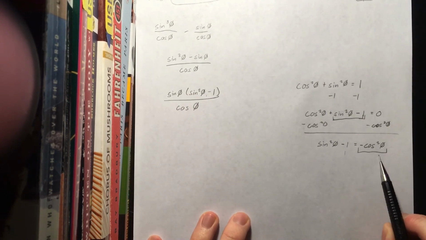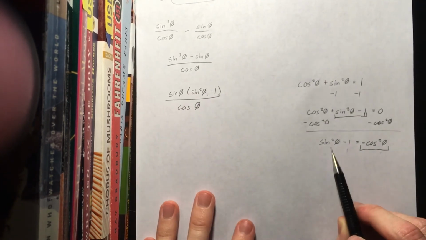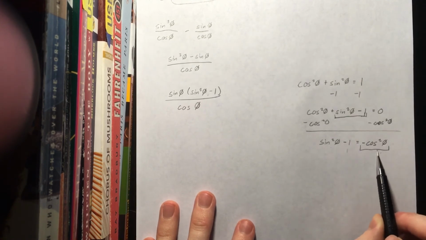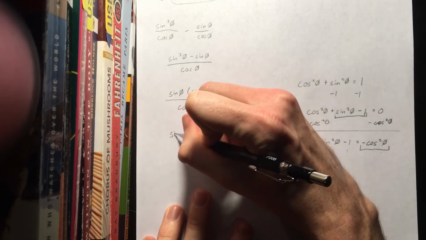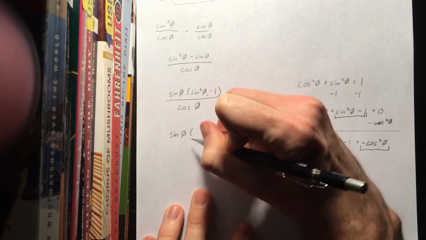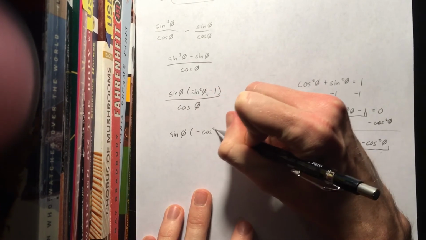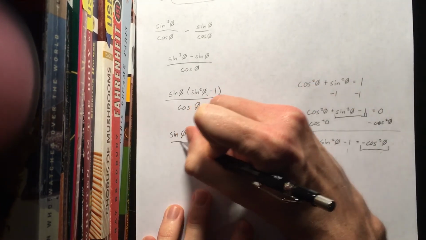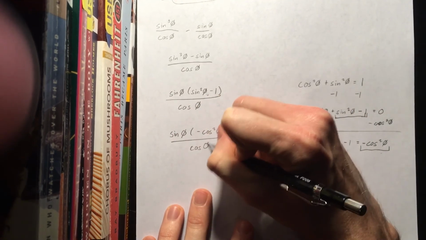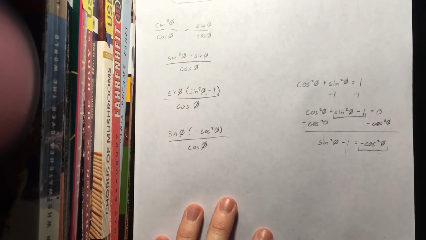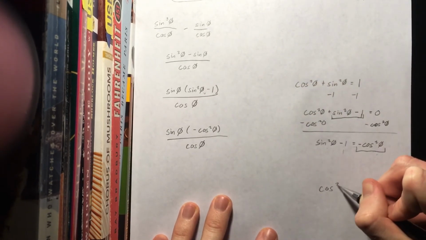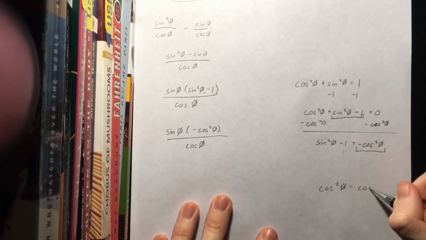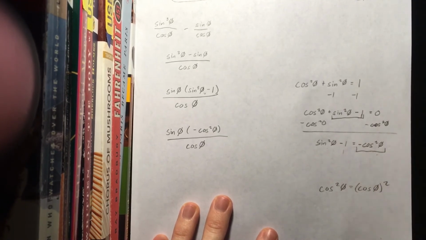We have negative cosine squared theta, which we say is the same as sine squared theta minus 1. So we can effectively plug this in wherever we see sine squared theta minus 1, which is right here, right? So let's plug it in. Substitute it, right? Times negative cosine squared theta over cosine theta, right? And now here, cosine squared theta is the same as cosine theta squared, right?